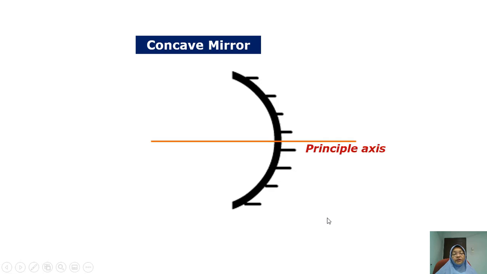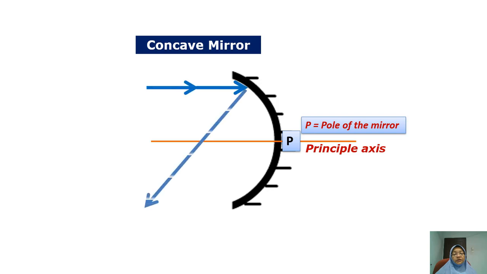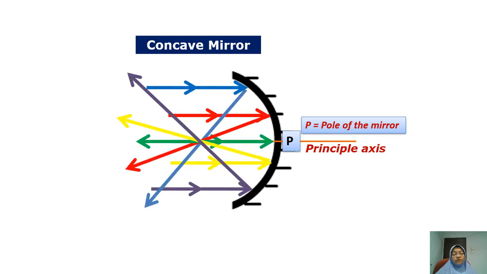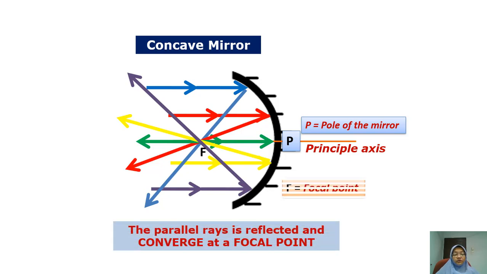Now we go into more detail. The principal axis exists. This is what we call the pole of the mirror. All the parallel rays will converge and focus at one point, which we call the focal point. So the parallel rays are reflected and converge at the focal point. This is a concave mirror.